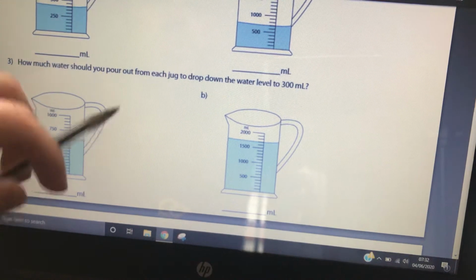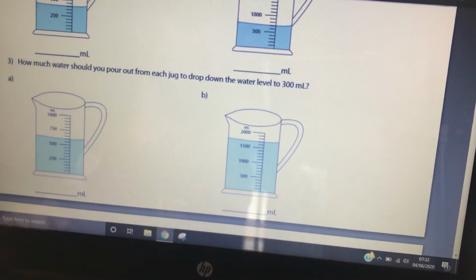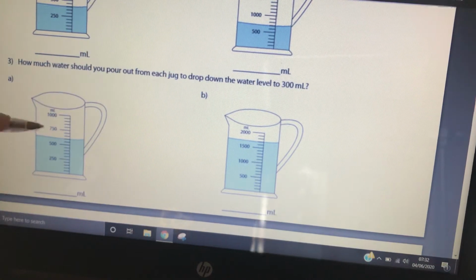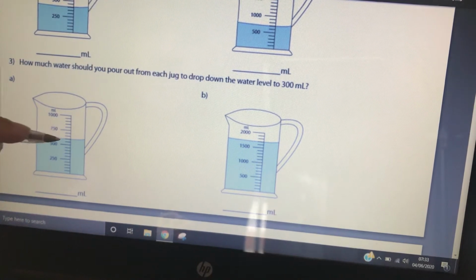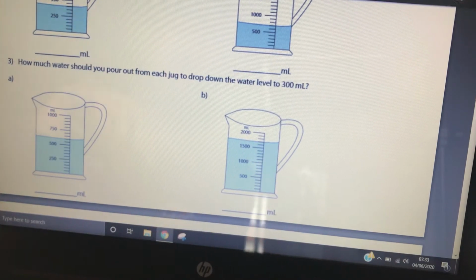How much water should you pour out of the jug, out from each jug to drop down the water to 300? The other thing I'm curious of is how many of you just rushed through this and read the increments on each one and didn't read the question. That will be interesting. So we need to get it down to 300 now. So what are we on with this one? So this is the one that was 50s, wasn't it? 500, 550, 600, yeah. So this was the one that was 50. So it's on 600. You need to do 300. Oh, well, that's half, isn't it? So take 300 out. Job done.